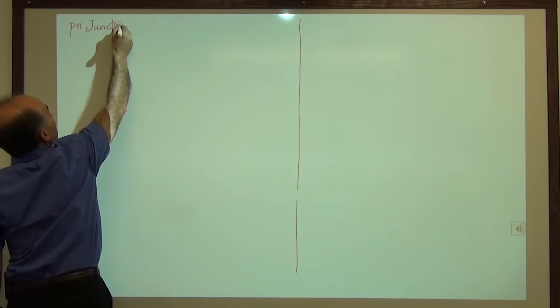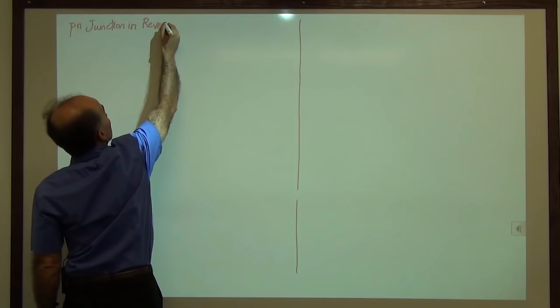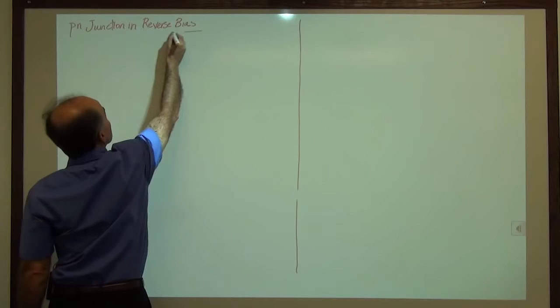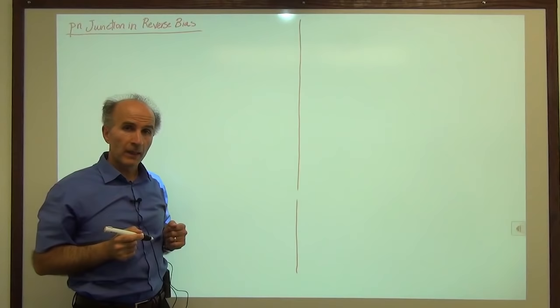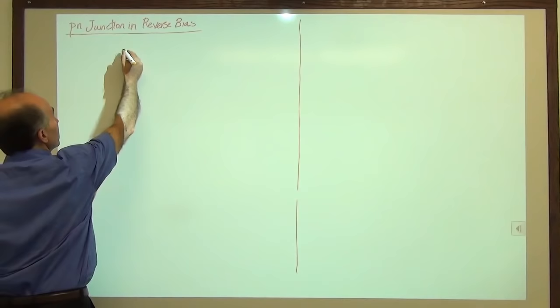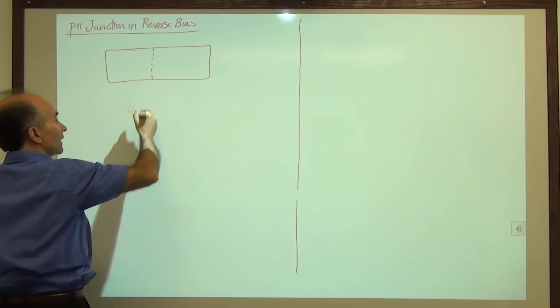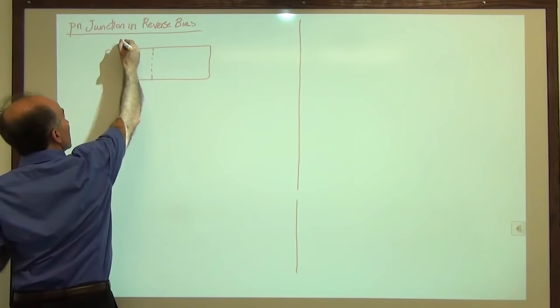Now we will study the p-n junction in reverse bias. This time we actually apply something from outside to the junction. We don't leave it alone. The definition of reverse bias is as follows. We take our p-n junction, let's say with the n side on the left and the p side on the right. You can draw it however you want, but here's one possibility, n here and p here.